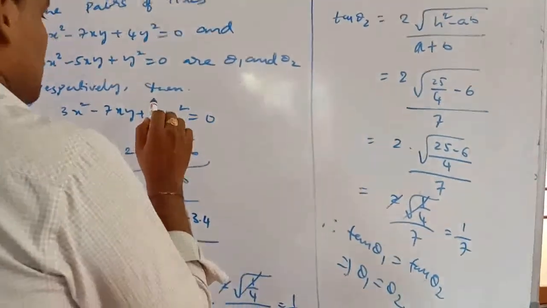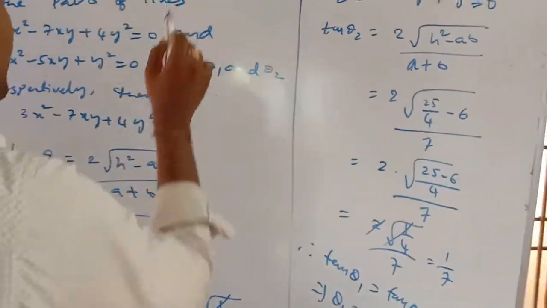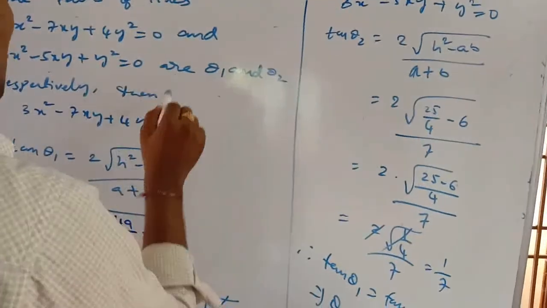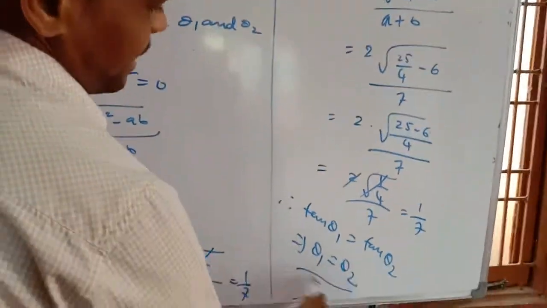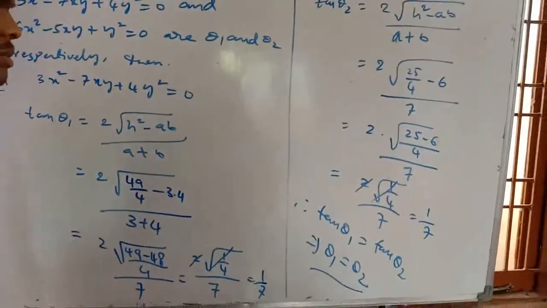Then the acute angles between the pairs of lines are equal, theta 1 is equal to theta 2. Okay, write down.